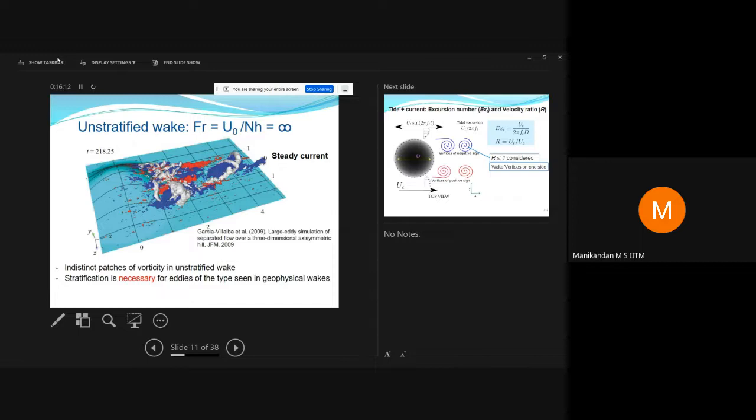The first thing is that if you have a situation that's unstratified, with everything else remaining the same, then you do not see these nice coherent vortices that I showed you. If you have a high Reynolds number flow over a hill, at low Froude number you get some sort of coherent structures. But those are not your eddies with the vertical axis. So you need stratification to see what we're talking about.